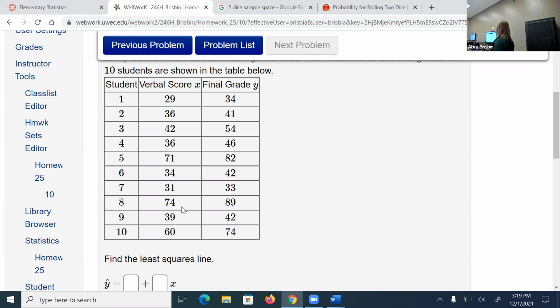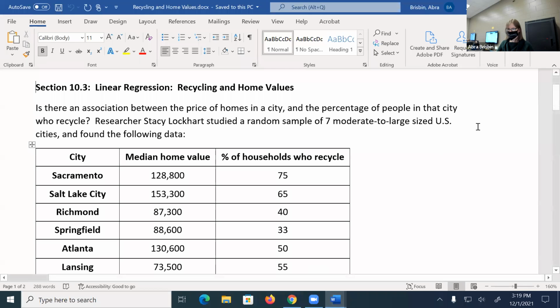Any questions about that one? All right, so let's leave the homework questions there for now, because I want to make sure we have time to talk about our activity from last time. So last time we looked at this data set of recycling and home values.